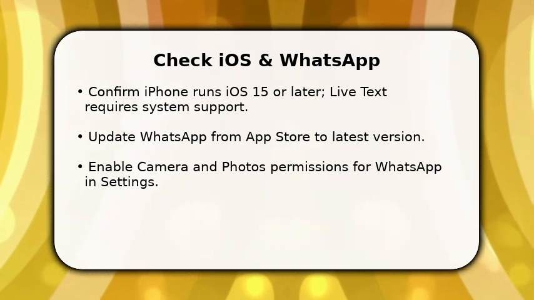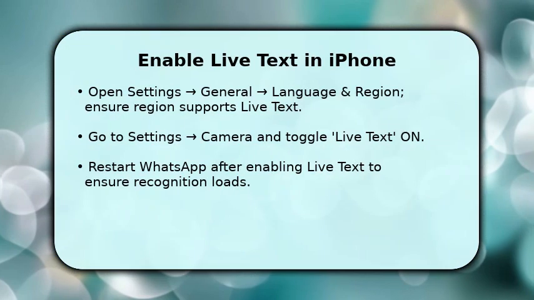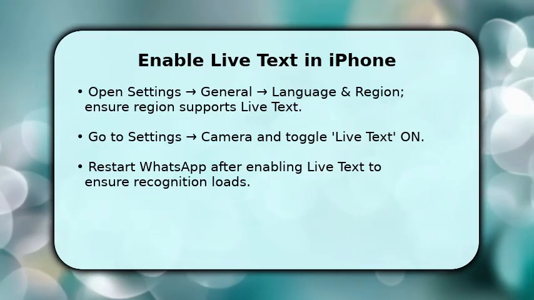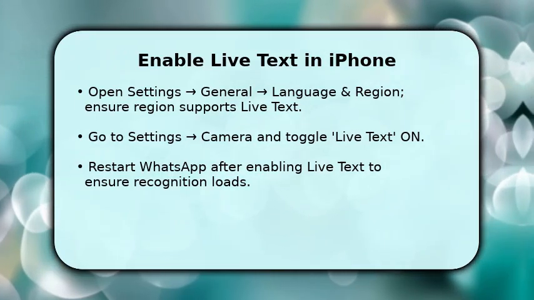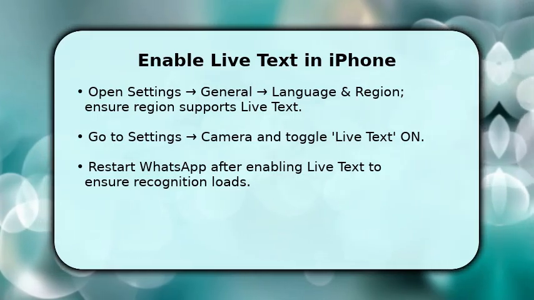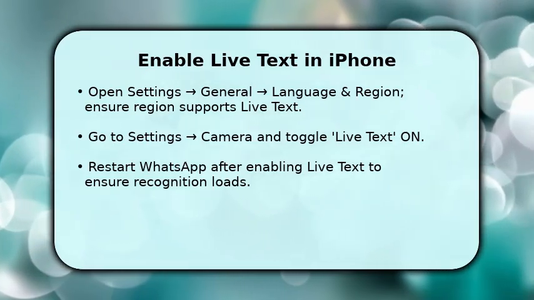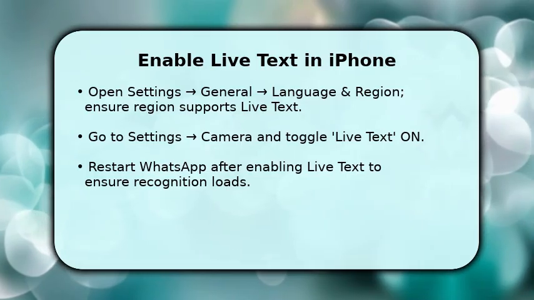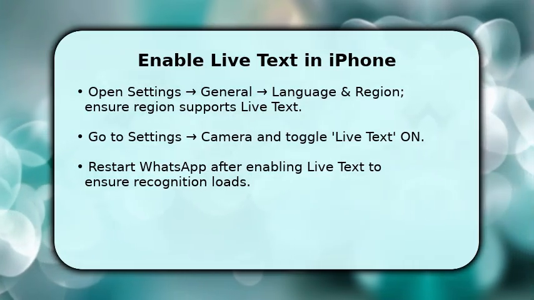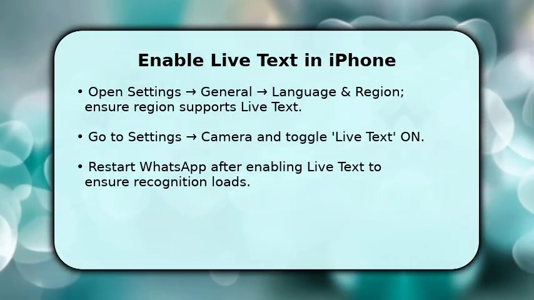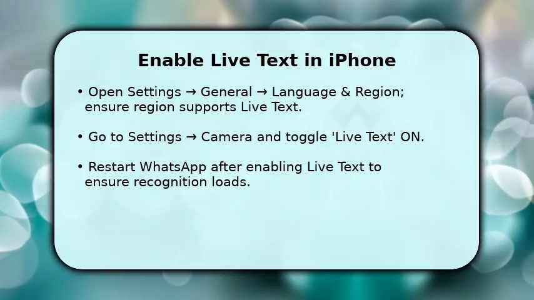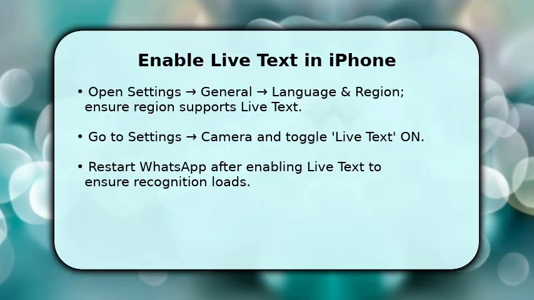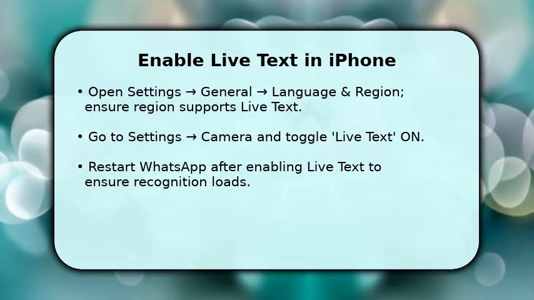You now turn on live text at the system level so WhatsApp can use it. First, check language and region settings. Some regions limit live text, so make sure yours is supported. Next, open Settings, tap Camera, and toggle live text on. This activates OCR across apps. After that, force quit WhatsApp and restart it. This step refreshes the app, so it recognizes the newly enabled system feature and can detect selectable text in images.